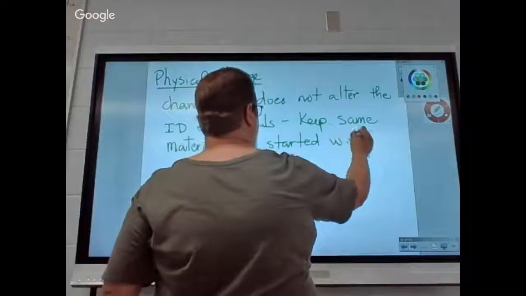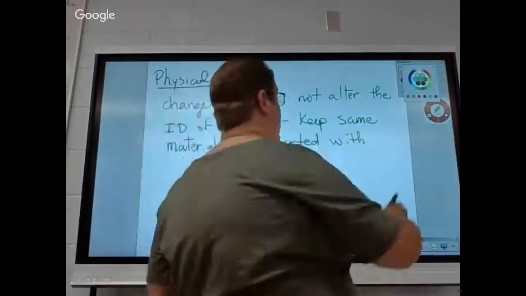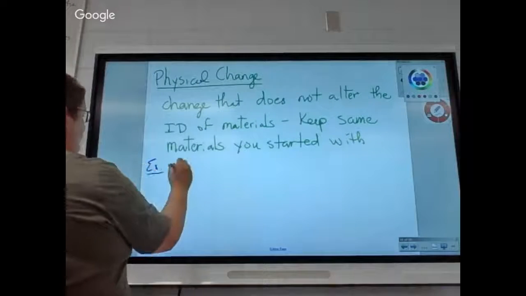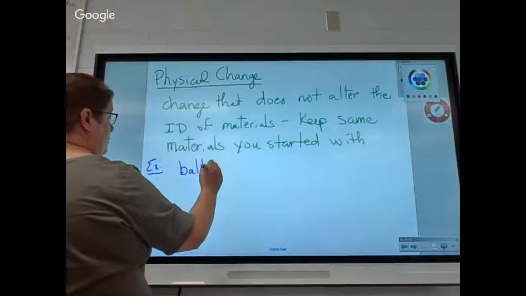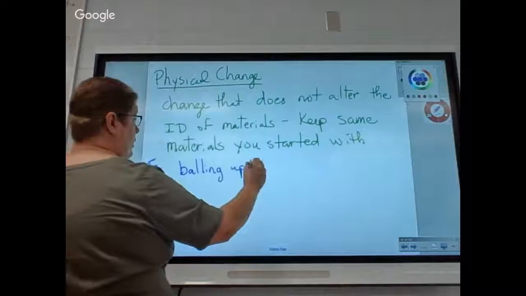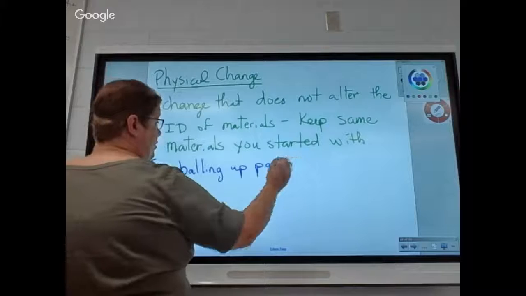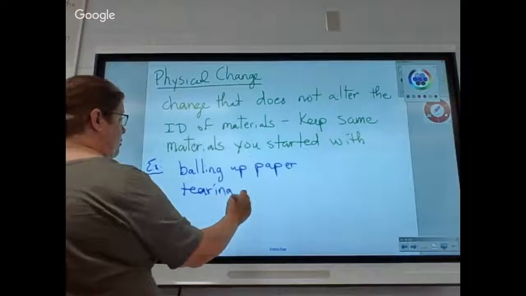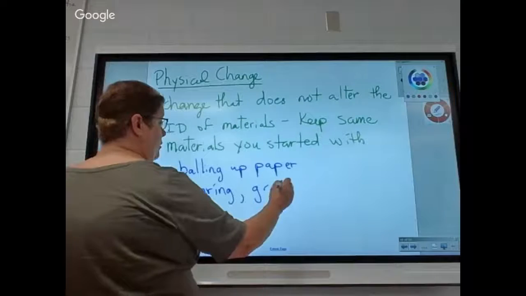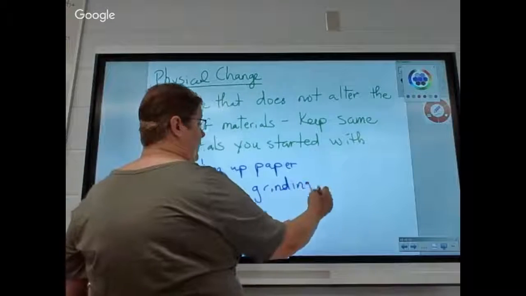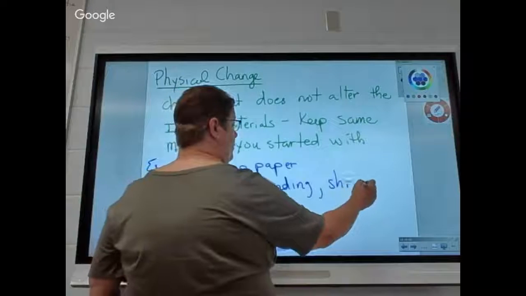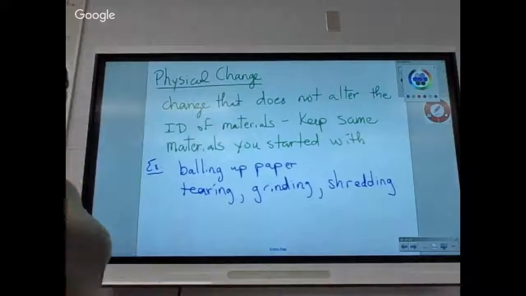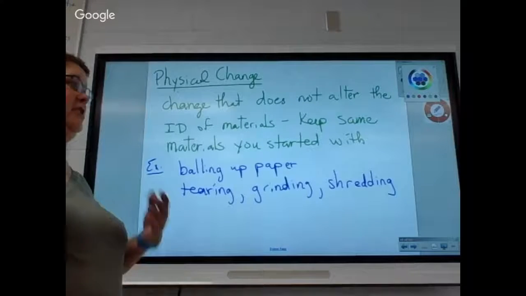So balling up a piece of paper. Okay. So if we go with Daniela's example, balling up paper is a physical change. A lot of people will put things like tearing here, grinding, shredding. All of those things fall in the physical category because you're not changing anything.